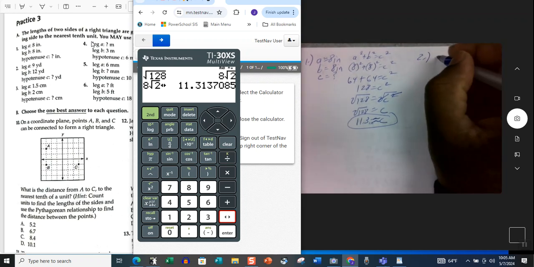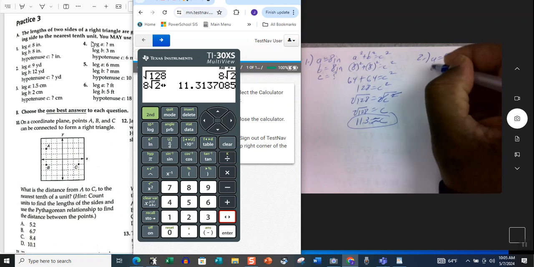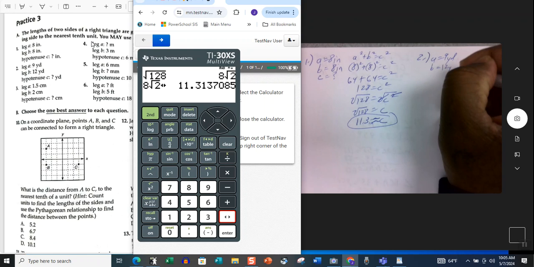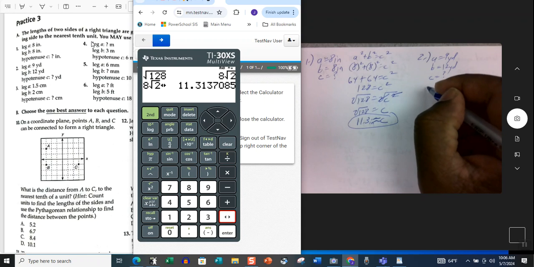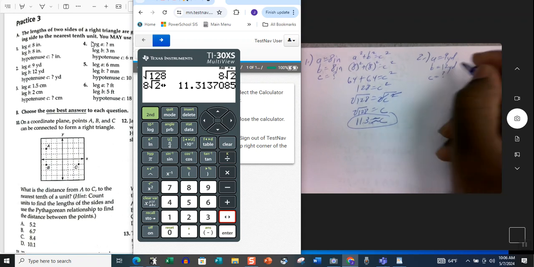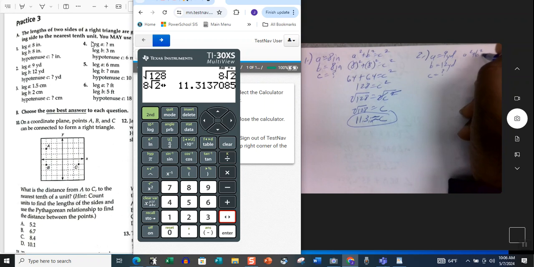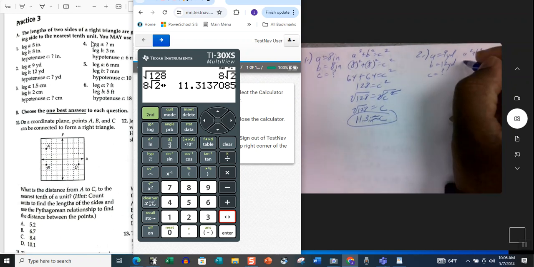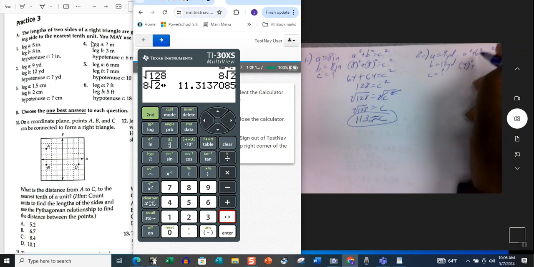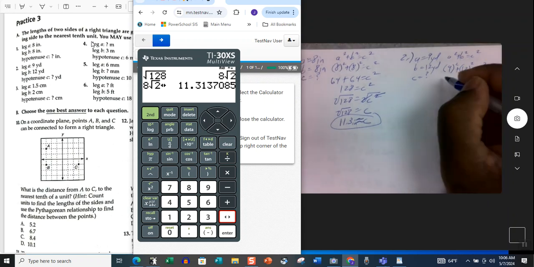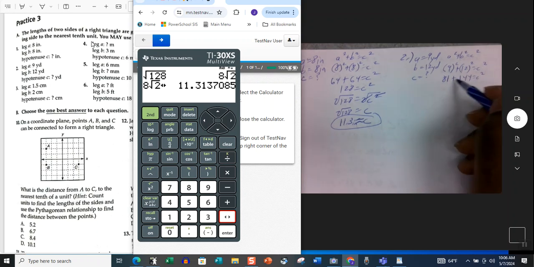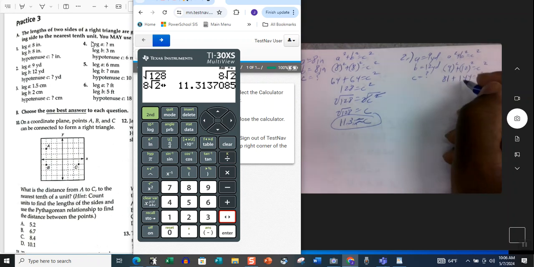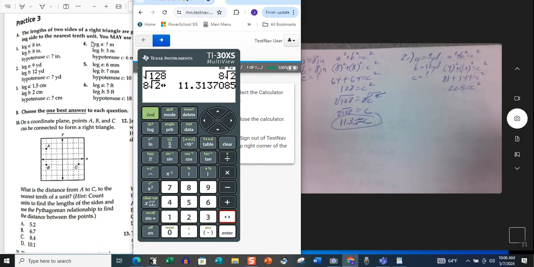It says the leg A is 9 yards, B is 12 yards, and C we don't know. So we'll start this off the same way we did the other problem. So we had A squared plus B squared equals C squared. So A is 9 squared plus B is 12, and that squared equals C squared. 9 squared is 81, 12 squared is 144, and it equals C squared. 81 plus 144 will give us 225 is equal to C squared.